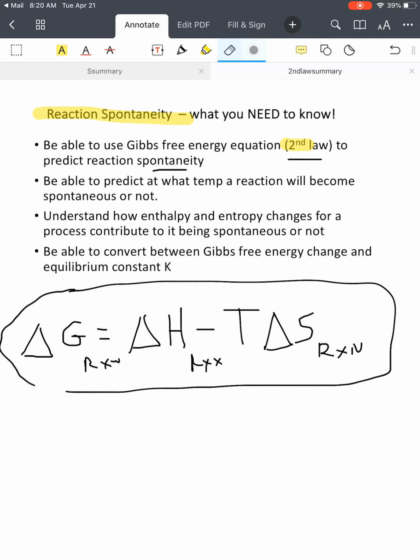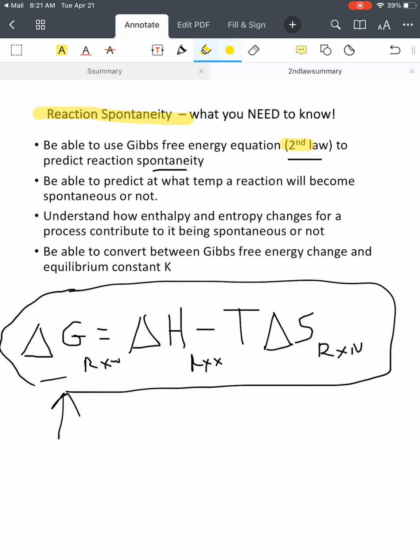So you're going to want to be able to work problems using that equation, and there are really several different types. One type of problem that you might face might just ask you, under a very specific set of conditions, is the reaction spontaneous or not? And to answer that, you always calculate your delta G. If it's negative, it's spontaneous. If it's positive, it's non-spontaneous as written. So that's one type of problem.